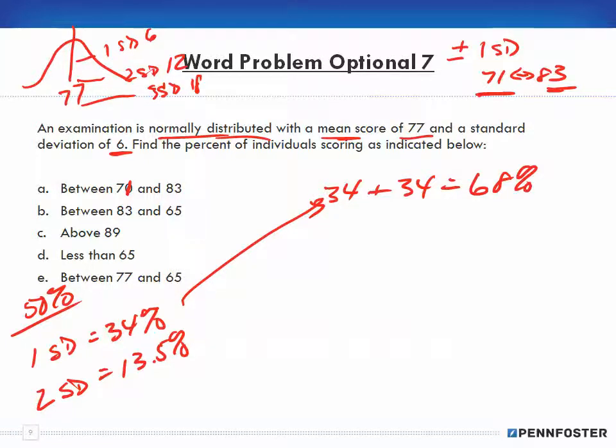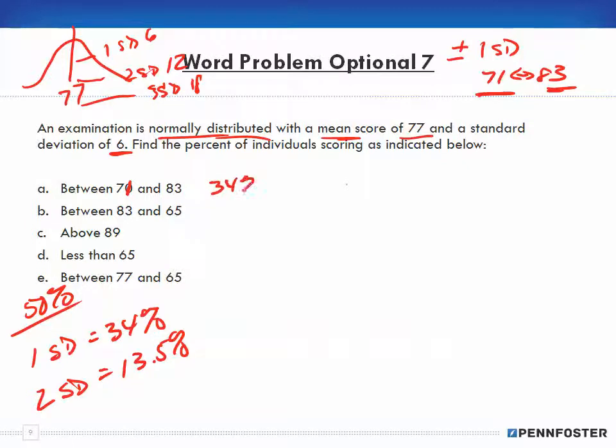So write that down: 34% plus 34% is 68%. Pay attention to the words. These are word problems. It says between 71 and 83. Not less than, and not greater than. It's between, right here. Again, the next part is between 83 and 65.